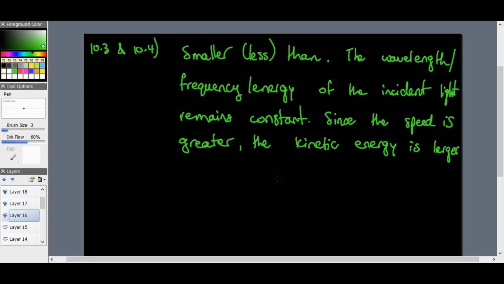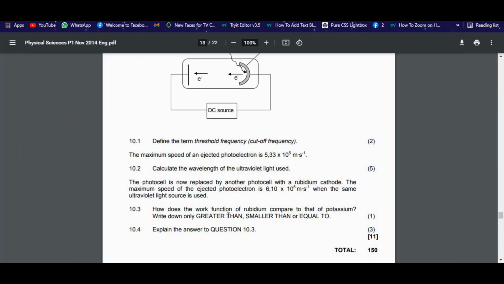And the work function, so I'll shorten this one now, W0, or the threshold frequency, is now smaller. And there's your 3 marks. Since the speed is greater, the kinetic energy will be larger, and the work function or the threshold frequency is lower or smaller. So to answer the question one more time, how does the work function compare to that of potassium? Greater speed means greater kinetic energy, but smaller work function or smaller threshold frequency.